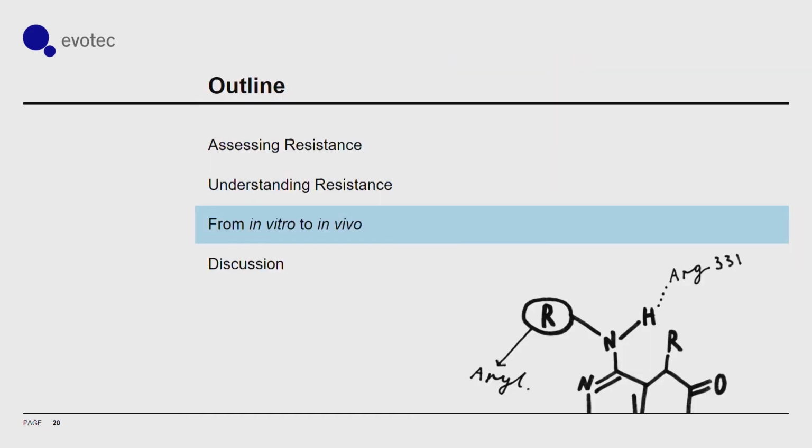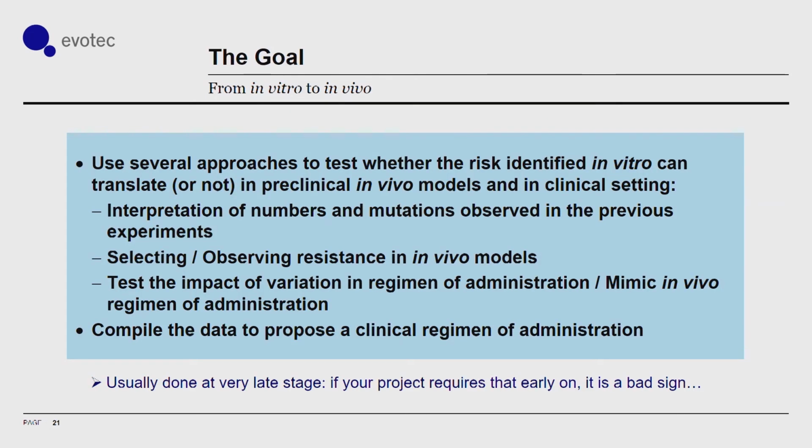To finish, how to go from in vitro to in vivo? Well, this is the process that we've already done. Basically, it's putting all of this information together and trying to see if everything that you understood by doing the experiments that I alluded to before will translate in the clinic, plus adding a couple of experiments that I would suggest here. One is to try to select or observe resistance in in vivo models. And people don't do that nearly enough. And second, to test the impact of variation in regimen of administration. This is something you should also be doing, trying to mimic the in vivo regimen of administration.